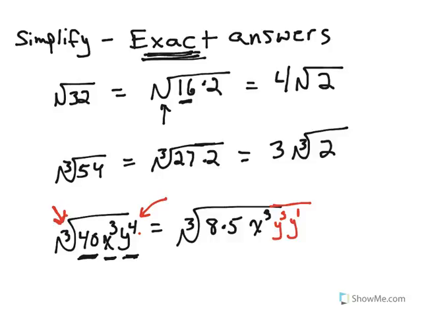Now we can take the cube root of 8, which is 2, and that comes outside, leaving the 5 underneath the radical sign. The cube root of x to the third is x, that comes outside, so that's gone. And the cube root of y to the third power is just y, so that comes outside, leaving the remaining y underneath the radical sign.